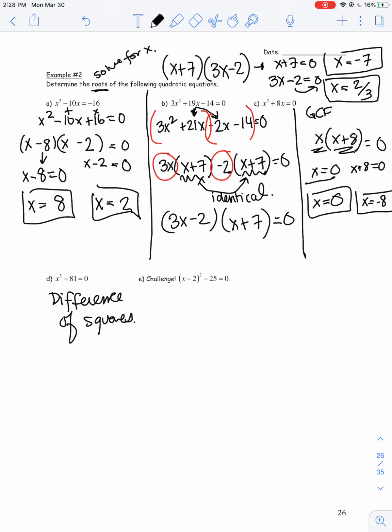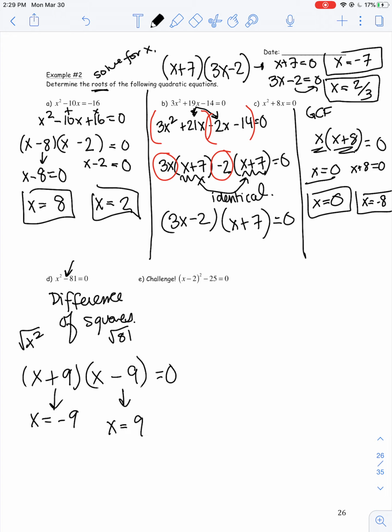Question D, this is that difference of squares. I know it's a difference of squares because both of them, if I square root them, will give me perfect whole numbers, and there's a subtraction in between. So if I take the square root of x squared, I'm going to get x and x. Those are the two first terms in the bracket. The square root of 81 is 9 and 9. And you should always have a plus and minus in between for it to be fully factored.